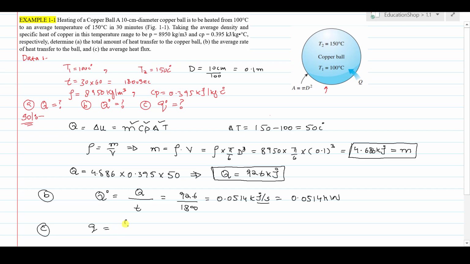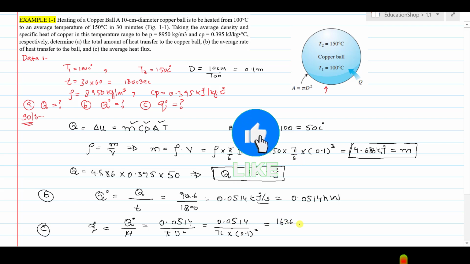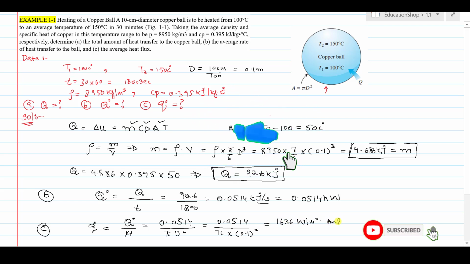And then the third one is to find the heat flux. Heat flux is equal to the heat transfer rate per unit area. So the heat transfer rate is 0.0514 divided by the surface area, that is pi d square, where the diameter is 0.1. Take 0.1 square. When you solve this on calculator, you will get the heat flux q, and it is 1636 watt per meter square. And this is our final answer of this statement.